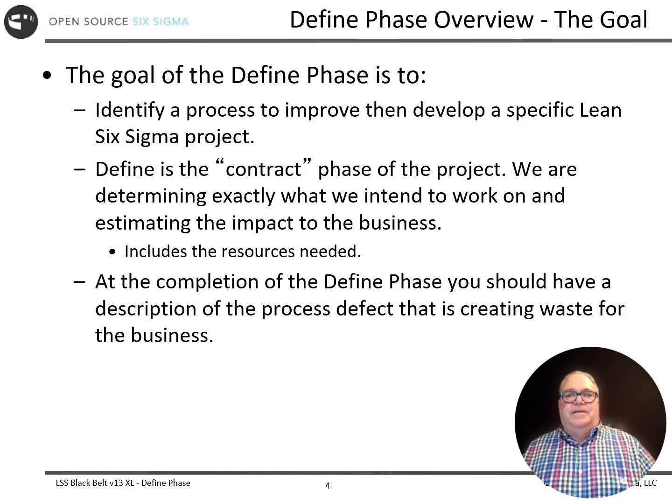And then at the completion of the define phase, we've got a good description of the process, and why: the thing that we're going to fix, that's creating the waste in the business. So if we can really answer those 3 bullet points, and I've got some more checklists coming up, we've done a good job completing the define phase.